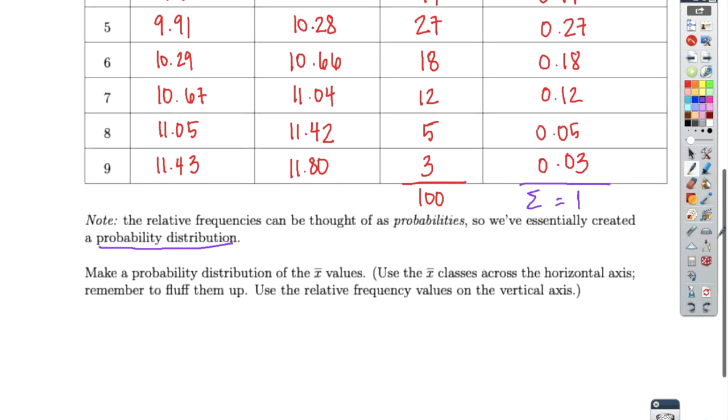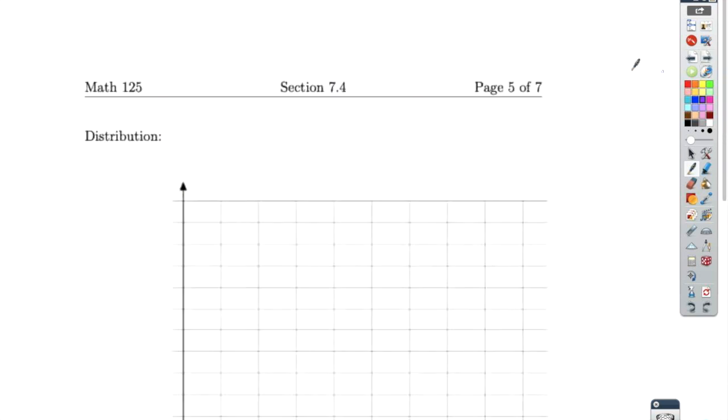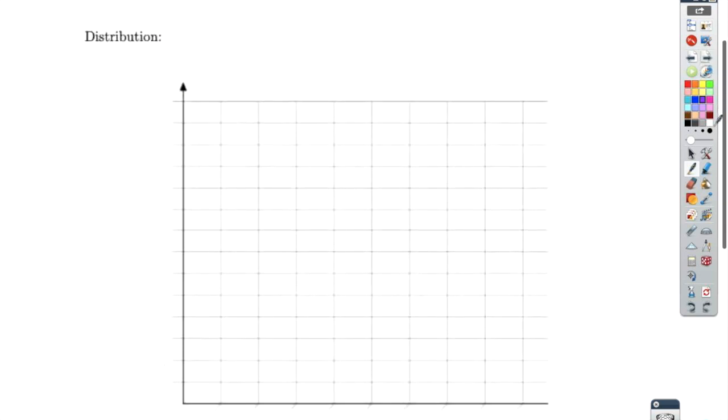So with that probability distribution, which we've just created, we're going to make basically a histogram of the X bar values. So we'll use the classes across the horizontal axis, and then we'll use the relative frequency values on the vertical axis. So here's going to be the y-axis, and these are going to be along the horizontal axis. I'll get you started on that, and then you'll pause the video again, but let me at least let you know how to scale this thing.